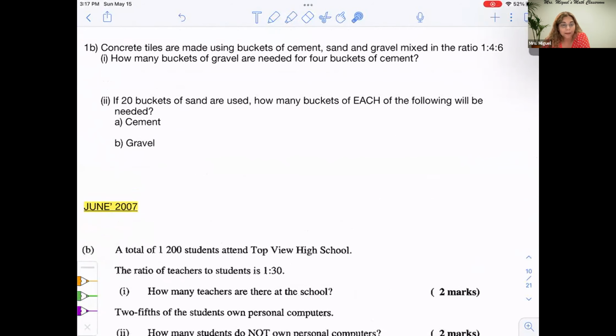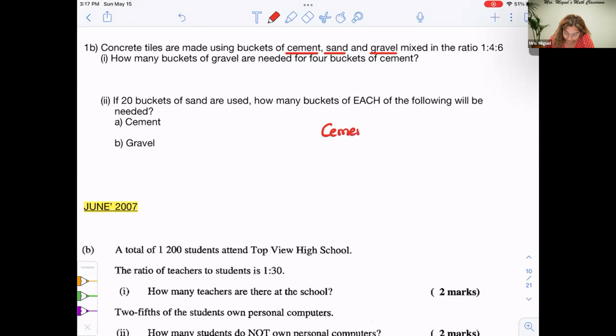Concrete tiles are made using buckets of cement, sand, and gravel in the ratio 1 to 4 to 6. How many buckets of gravel are needed for 4 buckets of cement? So let's look at this. The first thing when doing a ratio question is to write out the ratio. What is the ratio? Cement to sand to gravel.